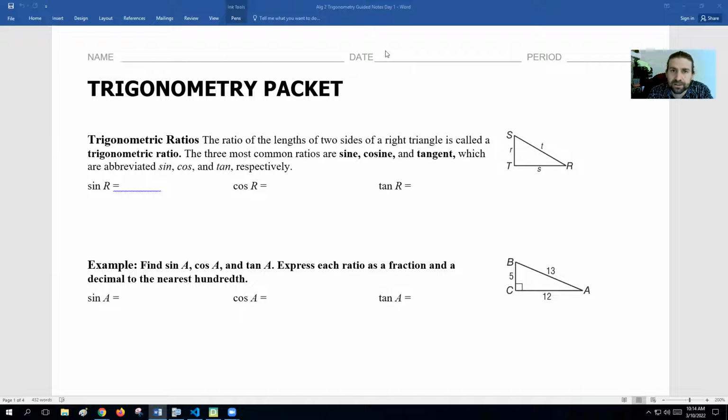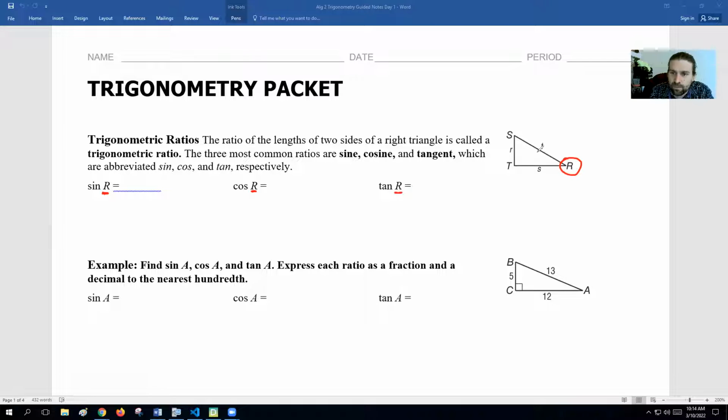All right, so trigonometry all revolves around these trigonometric ratios. This is a ratio, or a comparison, of two sides of a right triangle. That's called a trig ratio. The three most common trig ratios are sine, cosine, and tangent, which we abbreviate SIN, COS, and TAN. One thing about any trig ratio is that it's all based off of what angle we're looking at. In each one of these, we're looking at angle R. I like to circle that here.